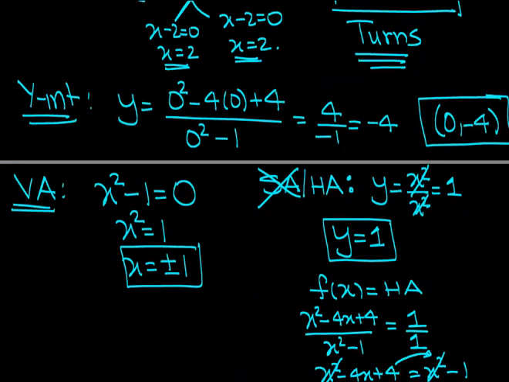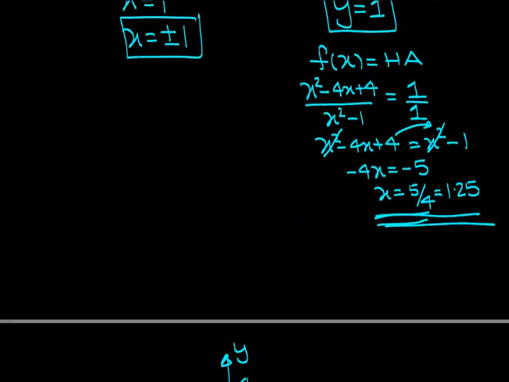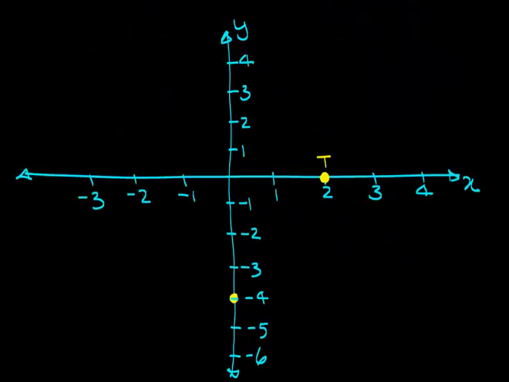Okay, that's my x-intercept. And we know it turns. I'm going to put a t there, not to forget that, because it repeats twice, even multiplicity. The y-intercept was 0 and negative 4, so that's this point. I think that's what it was. Yep. The vertical asymptotes were at 1 and minus 1. So there I have a vertical asymptote right here.